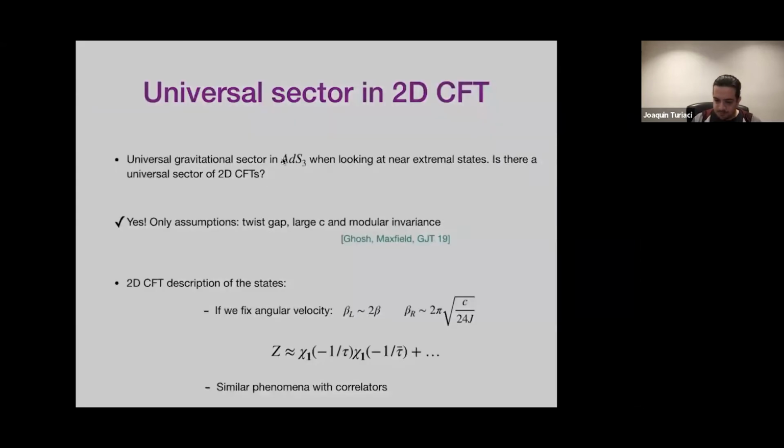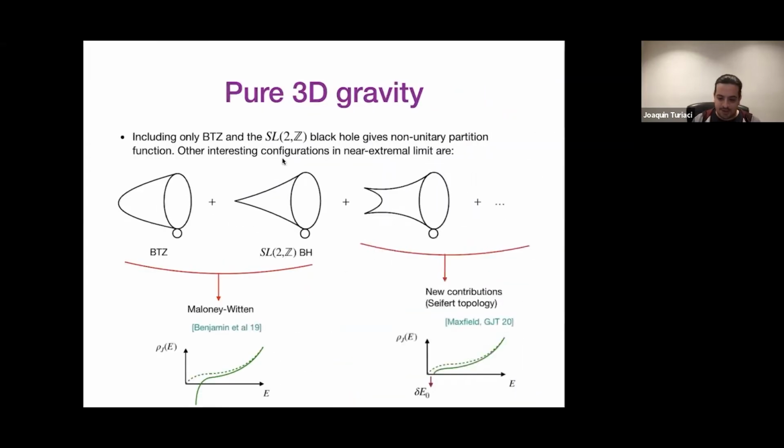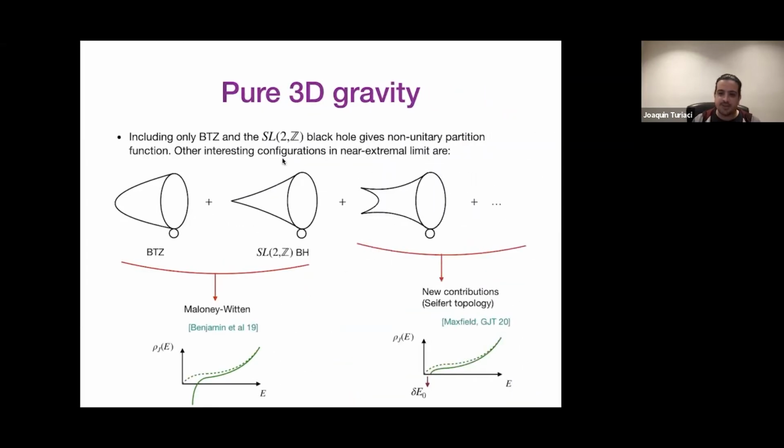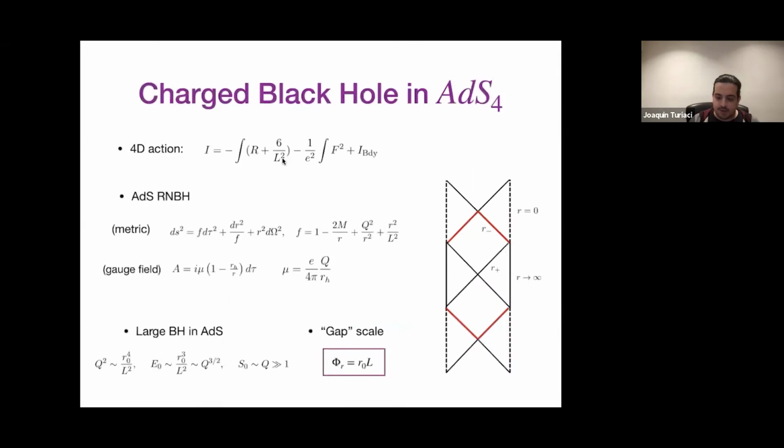Now I have some comments that I will skip because this took longer than I thought. One can make some comments about pure gravity in 3D, but let me move on to Einstein gravity in 4D, in asymptotically AdS4. Here I will go a little faster because the idea is very similar. What I just did did not depend that much on having 3D or 4D.